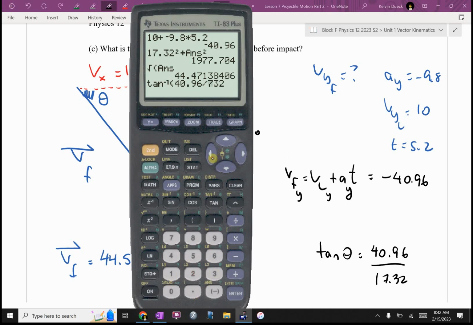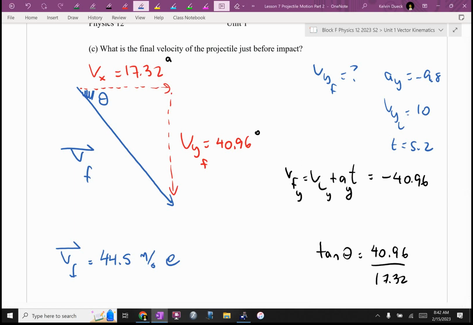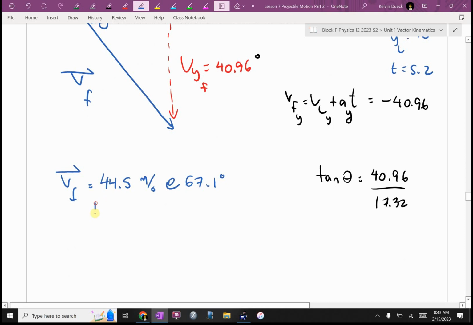67.1 degrees. What was the phrase that we used for a side view? What did we say yesterday? Below the horizontal, or if it's on the way up, above the horizontal. That's what we do. So it's going to be below the horizontal.